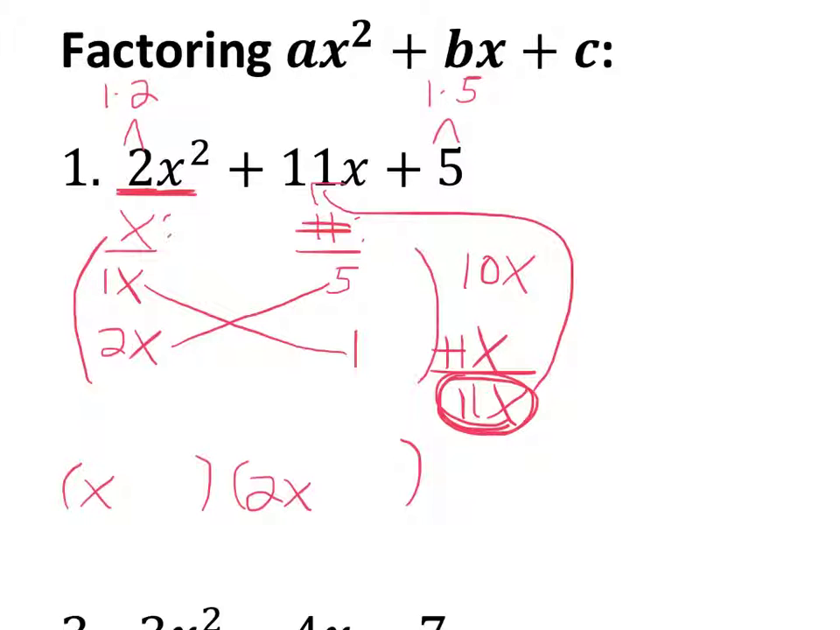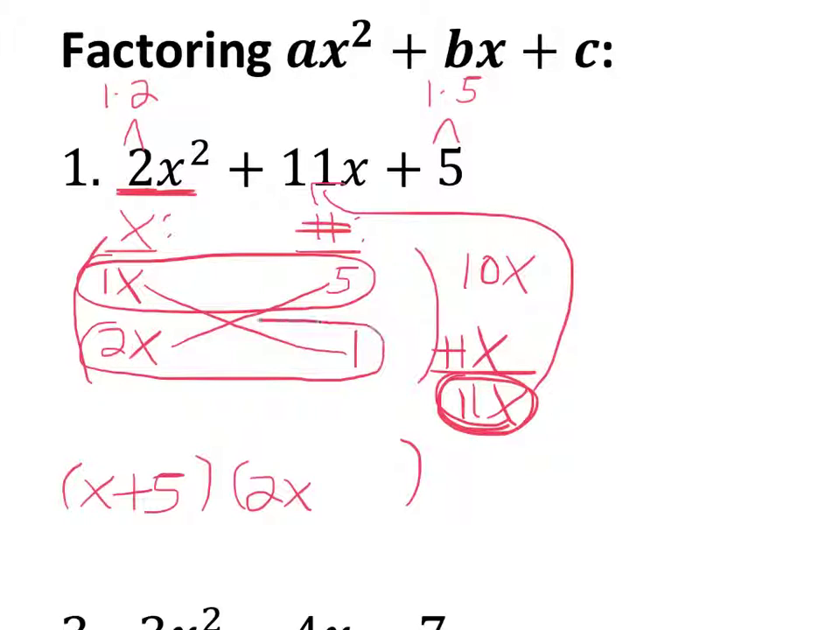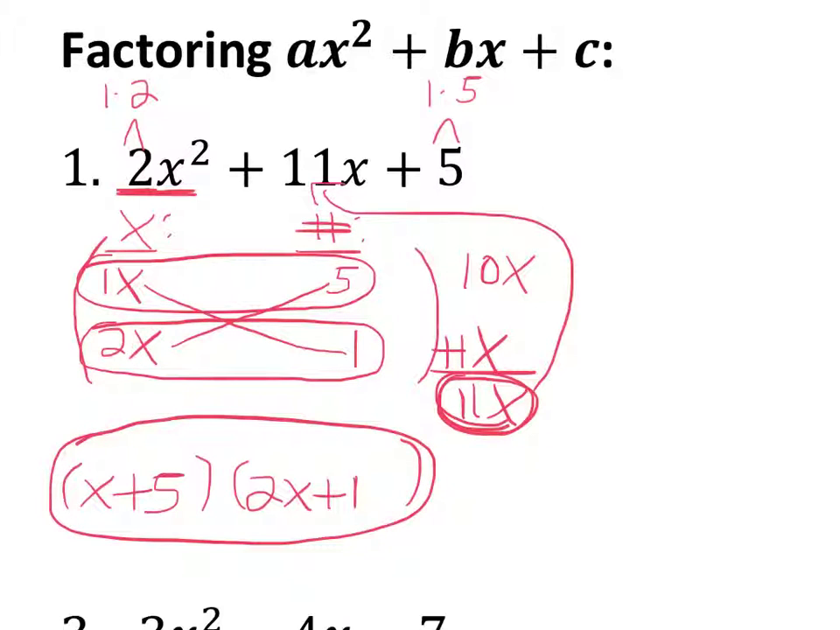Then I just read this number chart left to right. I have positive x and positive 5, so one of the binomials is x plus 5. If I circle the second row, I have 2x and 1, so the other binomial is 2x plus 1. This is your answer: x plus 5 times the quantity 2x plus 1. If you FOIL that out, this is what it's going to equal. This is one that worked out the first time. We're going to do this by trial and error a lot in class, and sometimes they don't work, so you might have to mix and match.